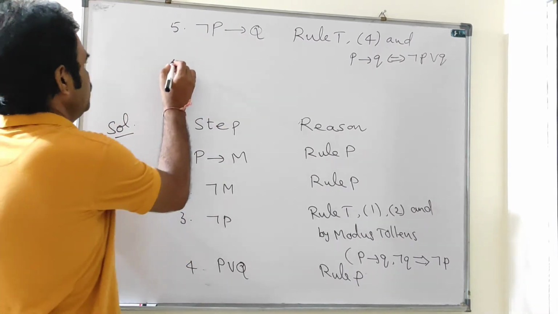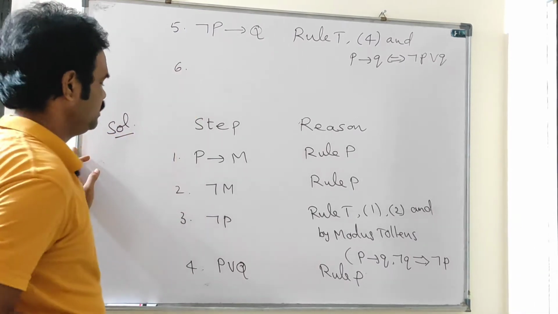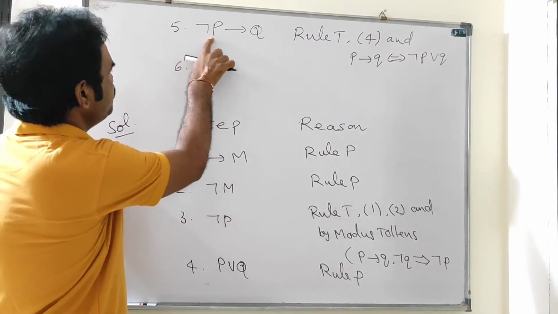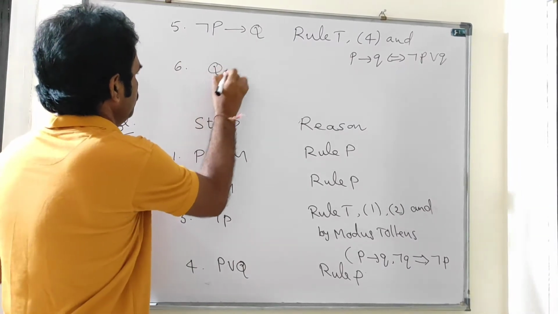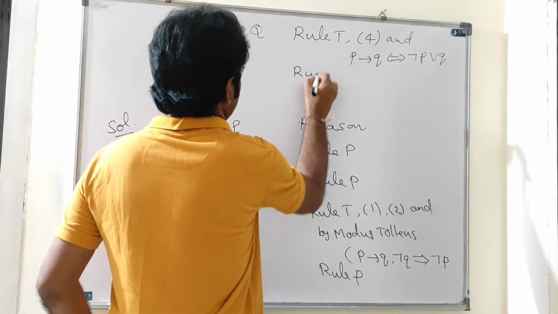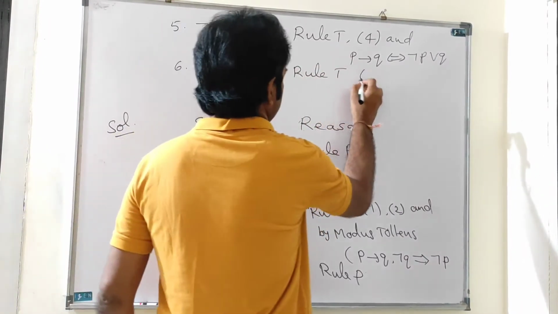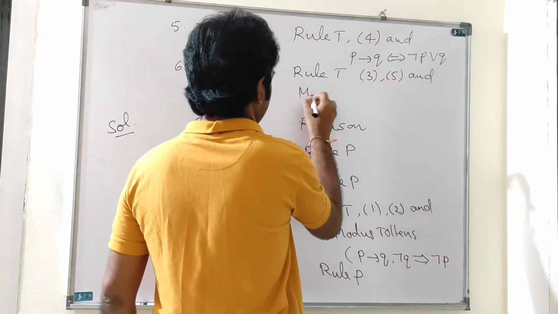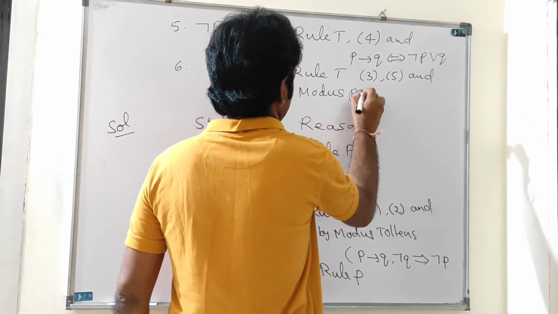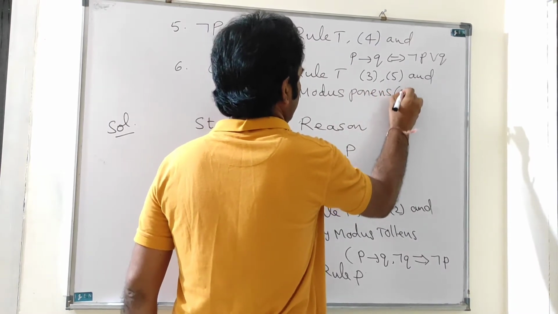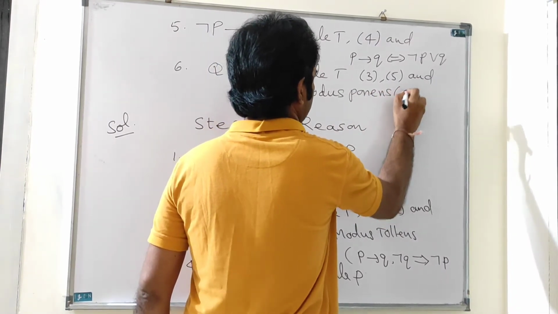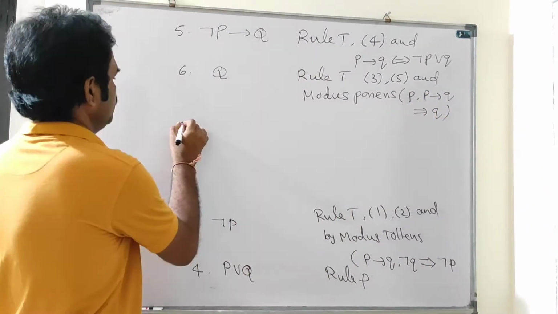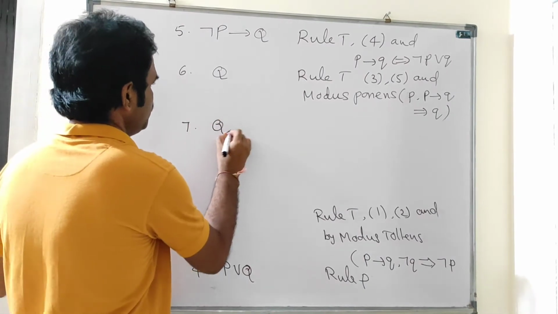See the next step. See the third step, negation P. Fifth step is negation P implies Q. From this you get Q. Rule T using 3, 5 and modus ponens. So what is modus ponens? P, P implies Q, implies Q.